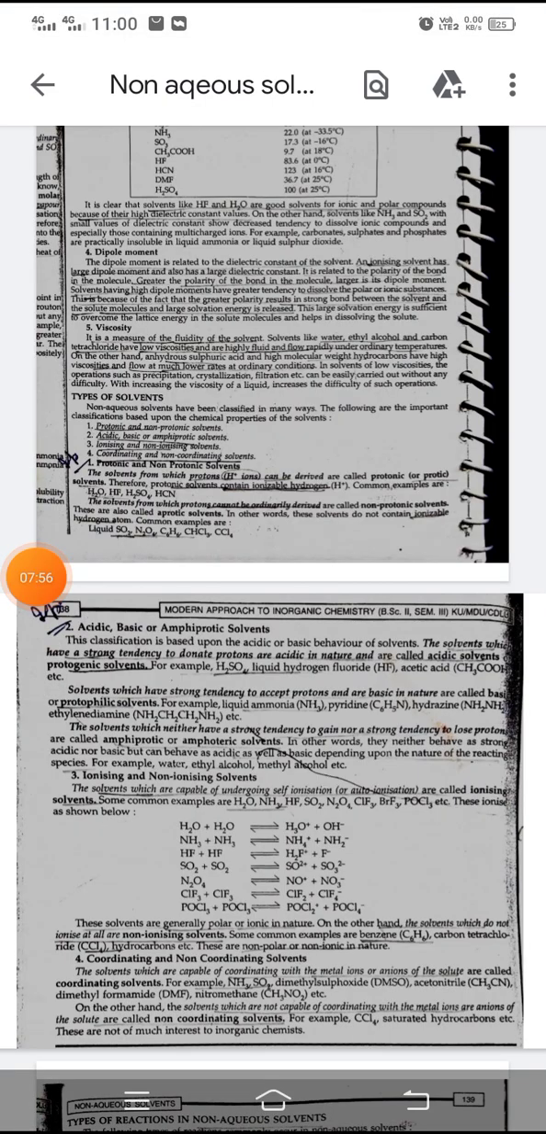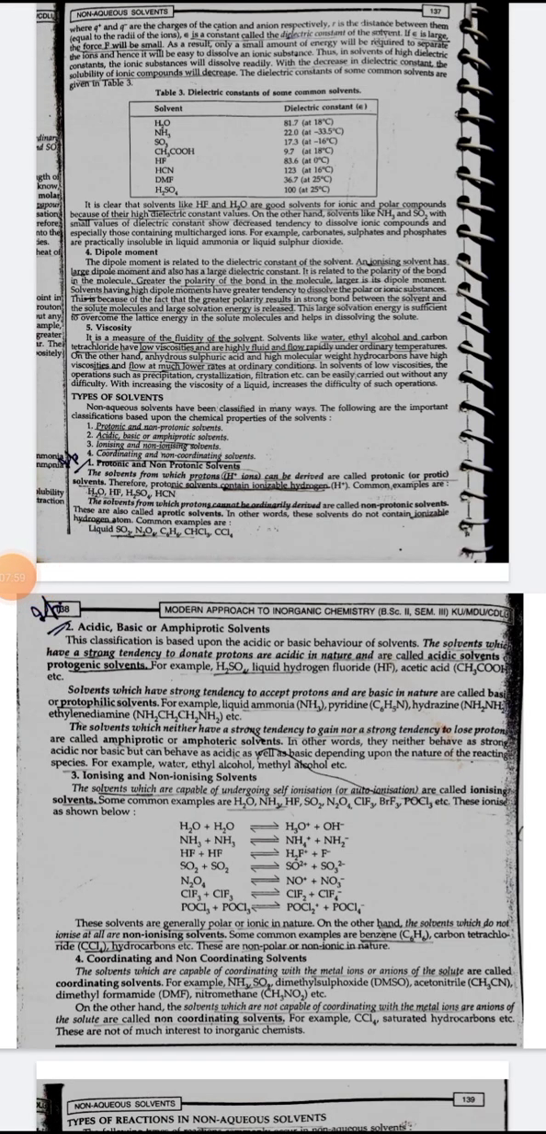Thus, in a solvent of high dielectric constant, the ionic substance will dissolve readily. With the increase in dielectric constant, the solubility of ionic substance will decrease. Dielectric constants of some common solvents are given in Table 3. Dielectric constant of some common solvents.